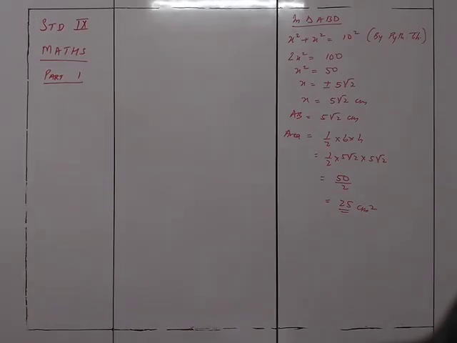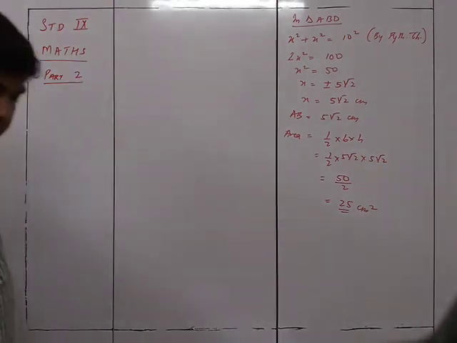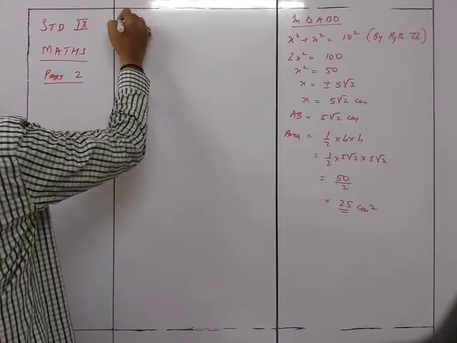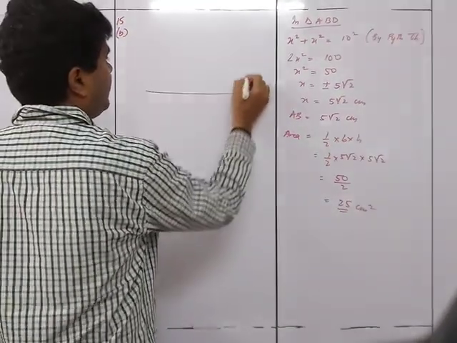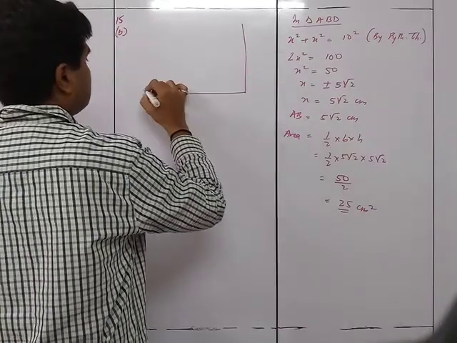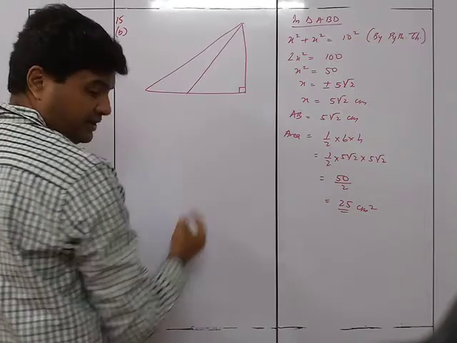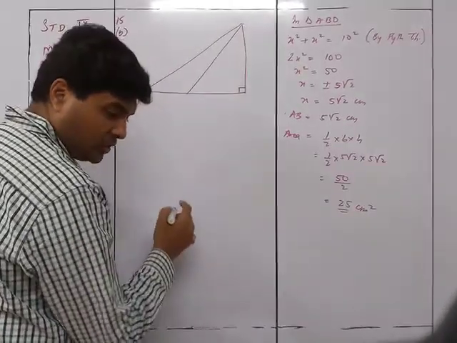So now we move on to sum number 15b. That was the second part of Pythagoras theorem. Sum number 15b. The figure is given over here that it is like this. This is 90 degrees. And they are given that this is PQRS.